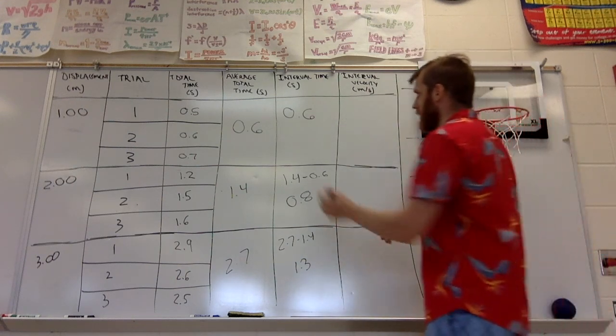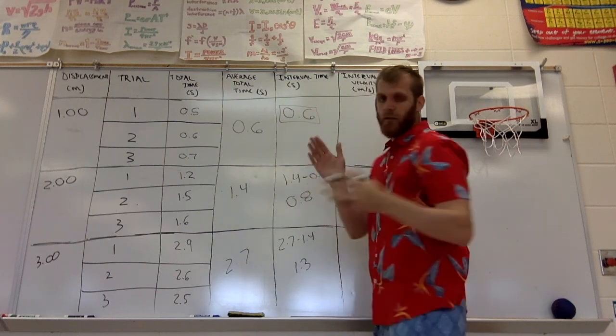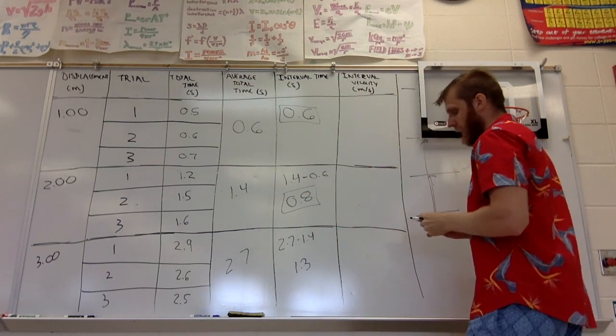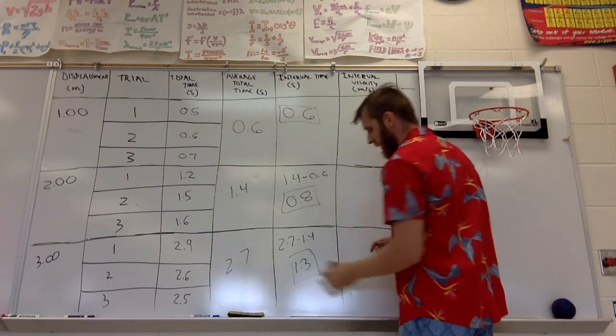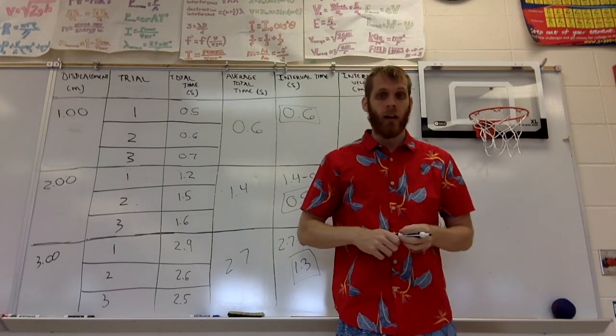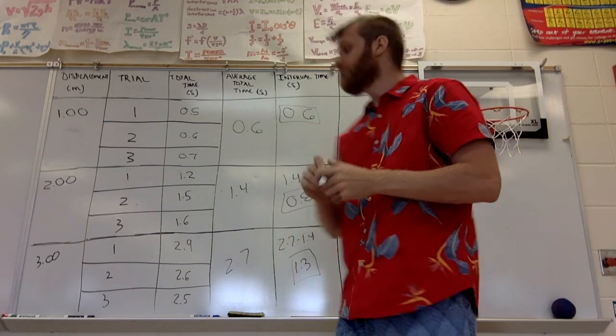So on average, it took about 0.6 seconds to travel that first meter, about 0.8 seconds to travel that second meter, and about 1.3 seconds to travel that third meter. And then we can continue for future meters along the way. That's what you're going to do for your data.